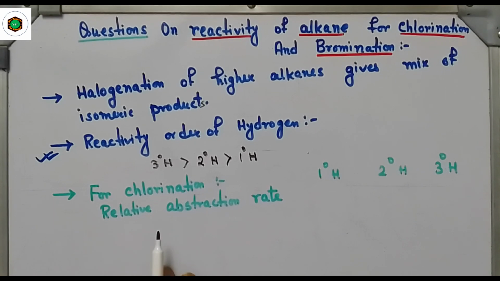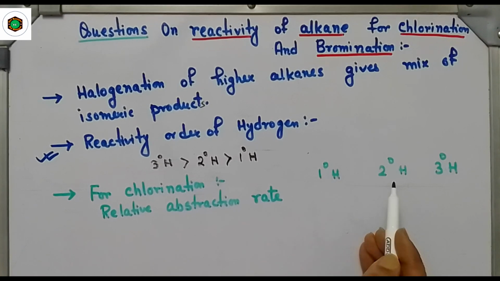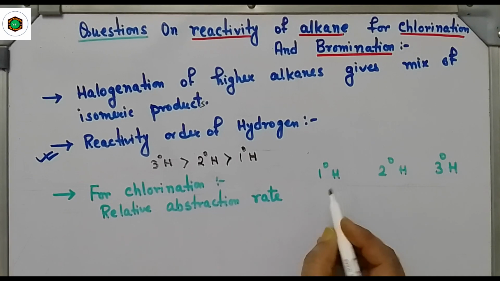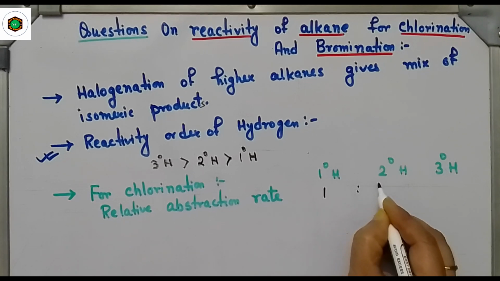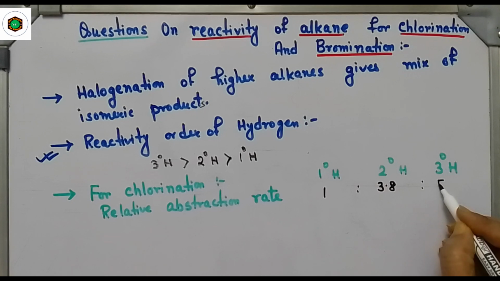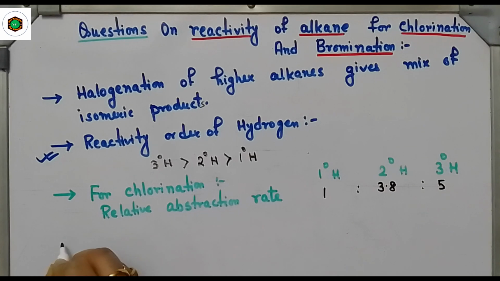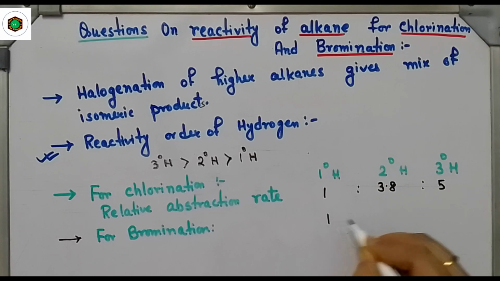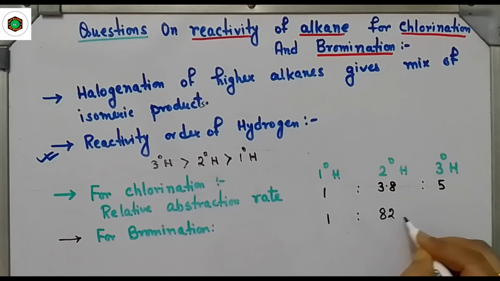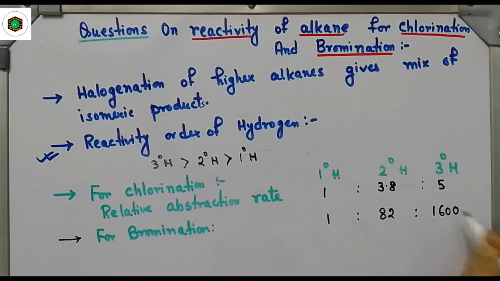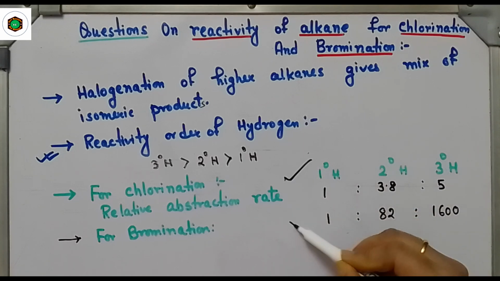Now for chlorination, the relative abstraction rate of 1 degree hydrogen, 2 degree hydrogen and 3 degree hydrogen are in the ratio 1:3.8:5. Means which hydrogen will be abstracted more rapidly, tertiary, secondary or primary. This is the rate ratio. And for bromination, this rate is 1:82 is to 1600. Means tertiary hydrogen will be brominated much more rapidly than secondary hydrogen, and secondary hydrogen is brominated much more rapidly than primary hydrogen. So these two things you have to remember.